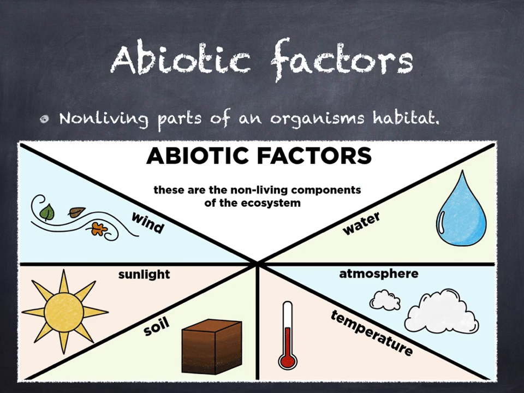Abiotic factors. Not all of the factors that organisms interact with are living. Abiotic factors are the non-living parts of an organism's habitat. These factors include sunlight, soil, temperature, oxygen, and water.